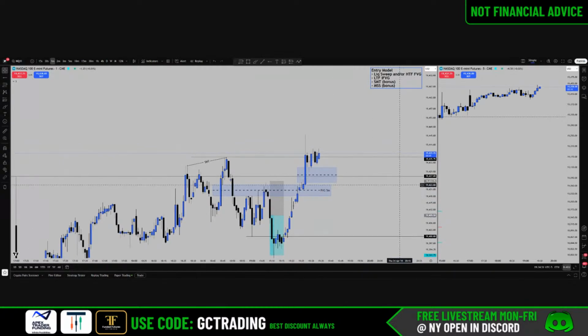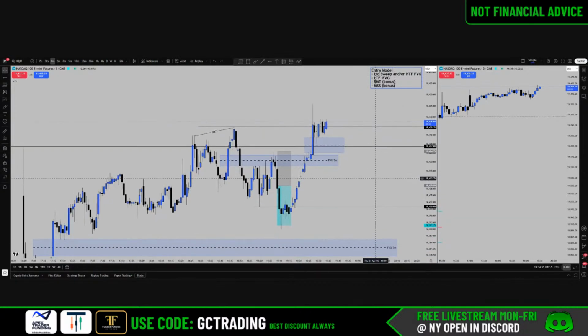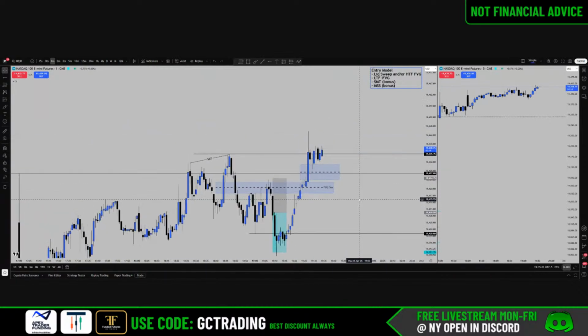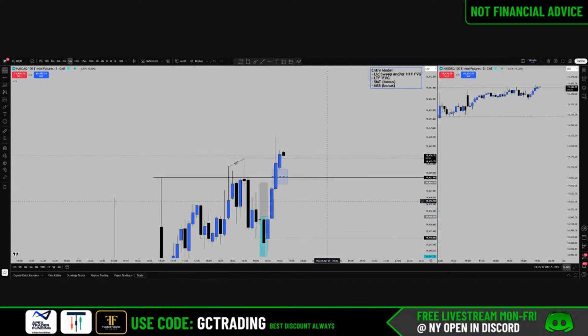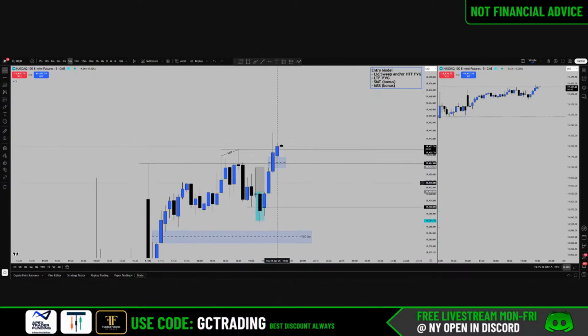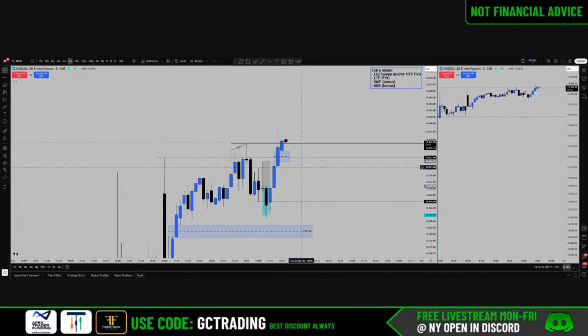See what happens. Right now, just consolidating at this area. Let's go to the 5 minute real quick. Yeah, so we can delete this one since we did inverse it. We do have another one right below it. There's that block right there. Okay. All right.